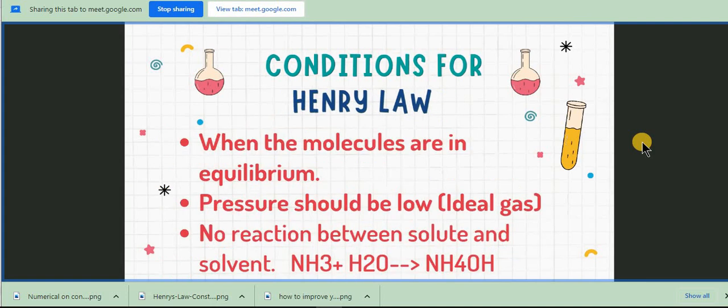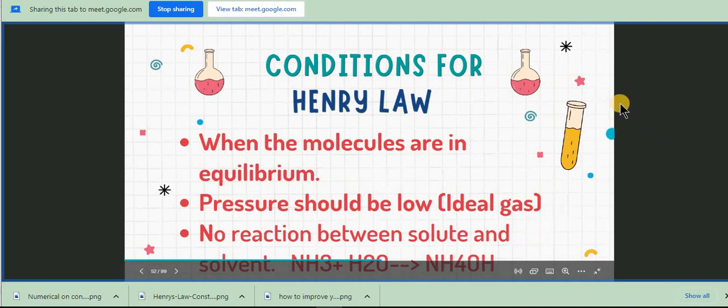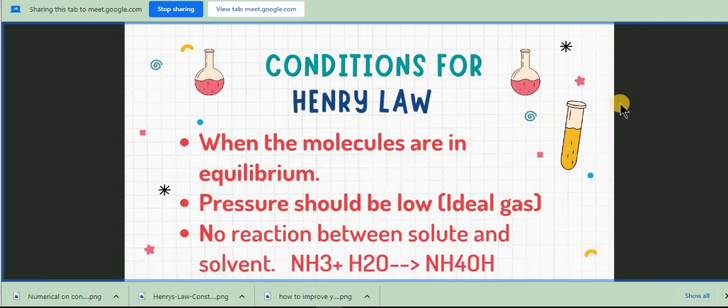Next are the conditions. Henry's law is not applicable for every condition. It is applicable when the molecules are in equilibrium, liquid-vapor equilibrium. Second, pressure should be low, meaning ideal. If pressure is high, the gas will change into liquid, so this law will not be applicable, as that will be a real gas. We are talking of ideal gas. Next, there should be no reaction between solute and solvent. Some gases like HCl react with water to form hydronium and chloride ions. Similarly, ammonia plus water. So there this will not be applicable in this way.